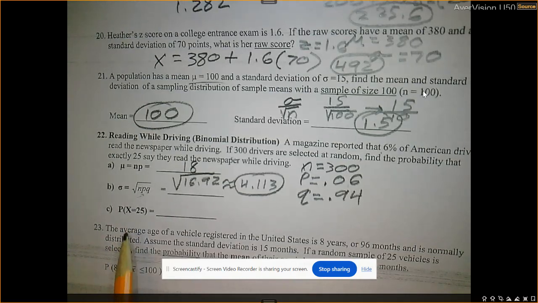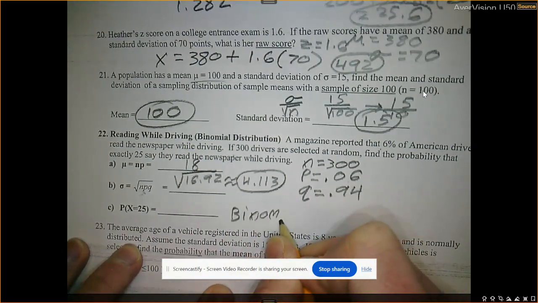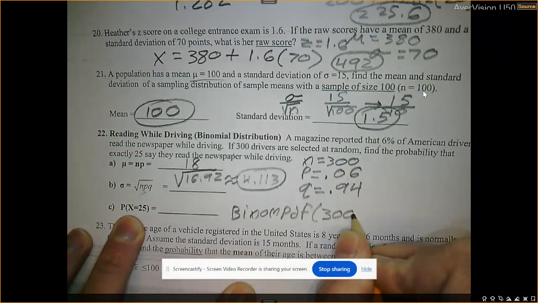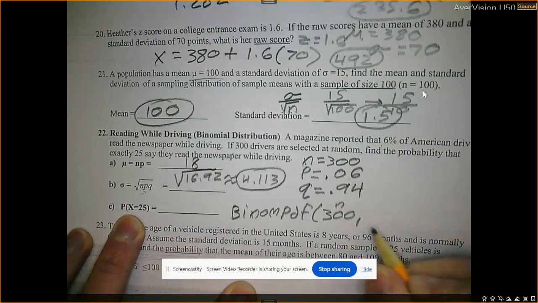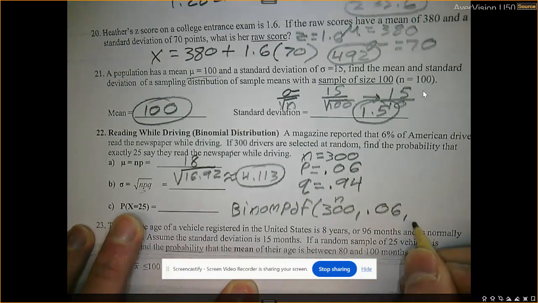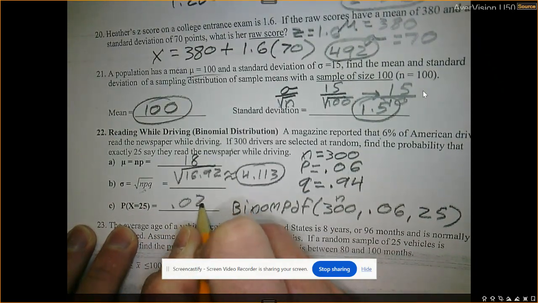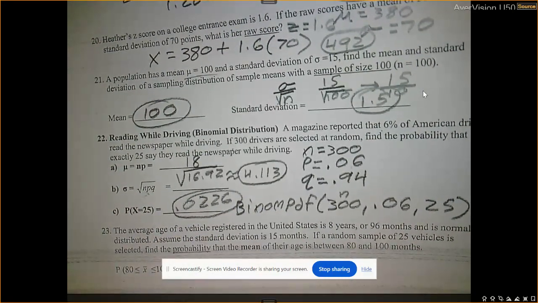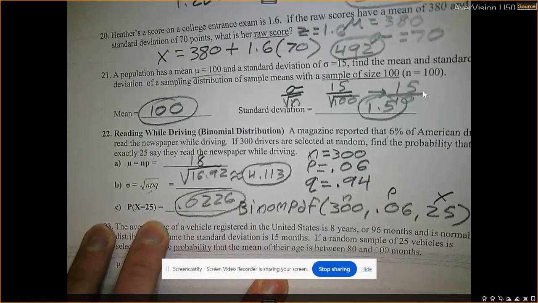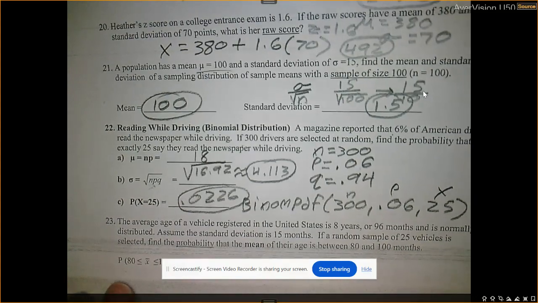Now to find the probability that x equals 25, that's going back into binomial. It's equals 25, so that's when we use PDF, don't forget. And then it's always n, p, x. Your n is 300. That's your number of trials. p, the probability of success in this case, the probability of the people that read the newspaper, that's the 0.06. And then your x, that's what you're given here, that's 25. So when you put that in, you should get 0.0226. And that's your answer there. So it's n, p, and x, for those of you that don't have the menu that pops up that says trials, p, x value.